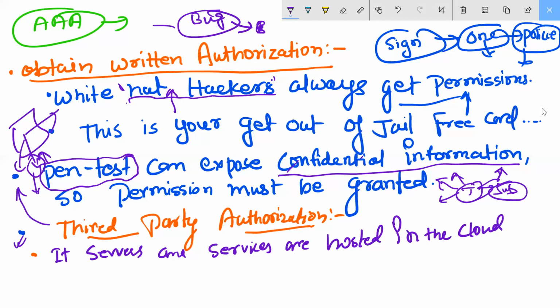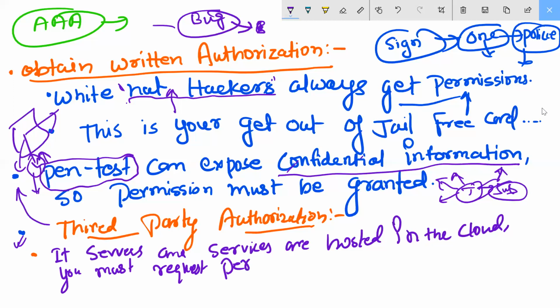Third party authorization is telling you its server and services are hosted in the cloud, right? So what is happening here? You must request permission. I'm telling you, permission is something you have to request. Must request permission. This is your answer.